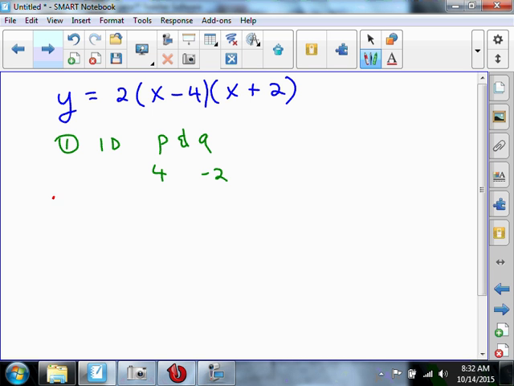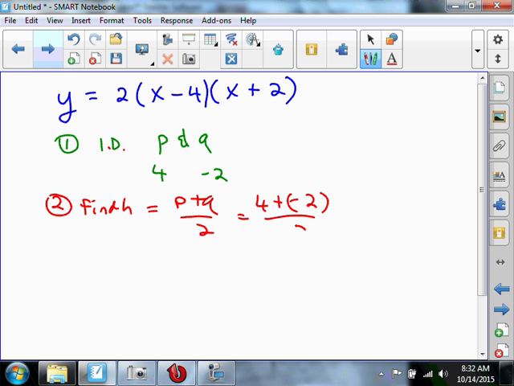So then the second step to finding the vertex would be to find H. So how do we do that? Plug into the formula, P plus Q over 2. So 4 plus -2 over 2. So that's 2 over 2. So that's 1. I'm halfway home to my vertex. Even if you don't know how to do anything else, you could write off to the side, here's my vertex.